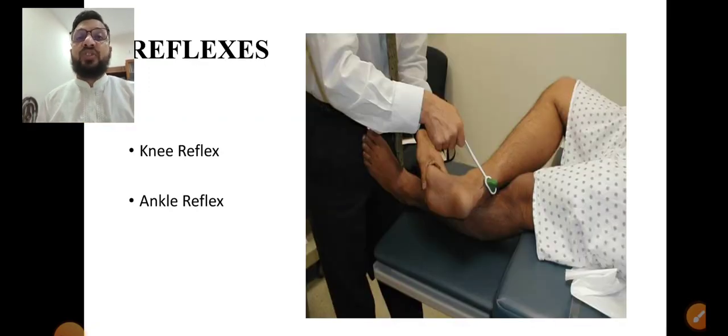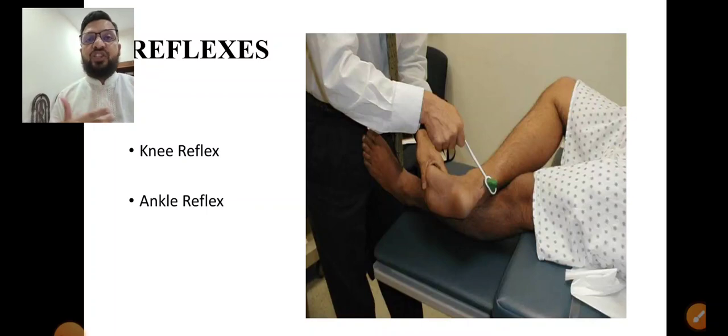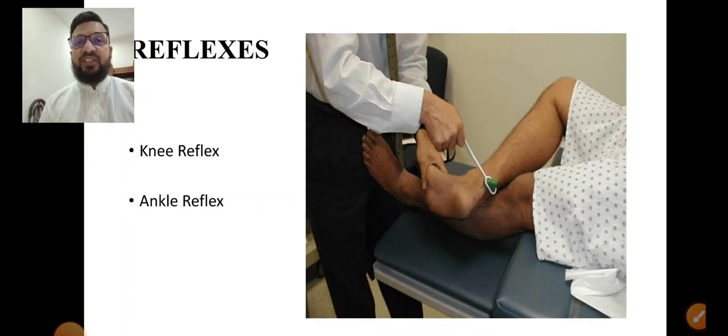Then you have to perform some kind of reflexes, and there are two reflexes to be performed, and I have put different types of positions for the patients, whichever is comfortable for you and for the patient. Both are recommended, and both are acceptable. So there are two types of reflexes, knee reflex and ankle reflex. I would suggest that you perform these reflexes at the end and in the sitting position.